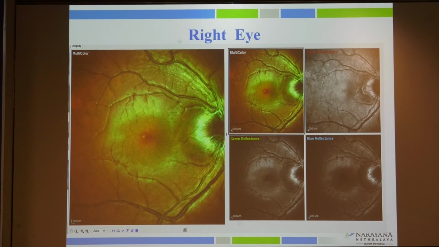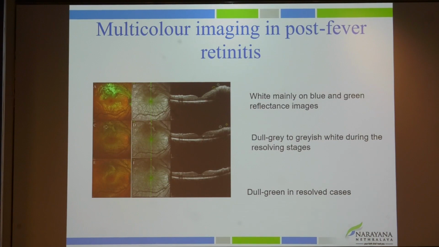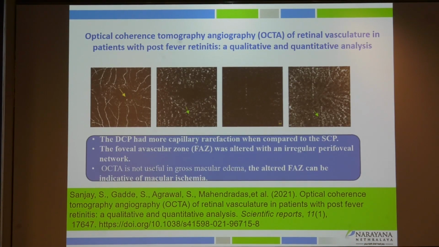Next, we'll move on to multicolor imaging. In multicolor imaging, we have blue, green, and infrared reflectance. Depending upon the site of involvement, the changes are better appreciated using different wavelengths, especially outer retinal changes, which are better appreciated in infrared imaging. Recently, we published an article on multicolor imaging in post-fever retinitis cases, where the different wavelengths can be helpful in finding the different activity. Here, you could see the whitish lesions mainly seen in the blue and green reflectance images, dull gray or grayish during the resolving stages, and dull green is seen in resolved cases of post-fever retinitis.